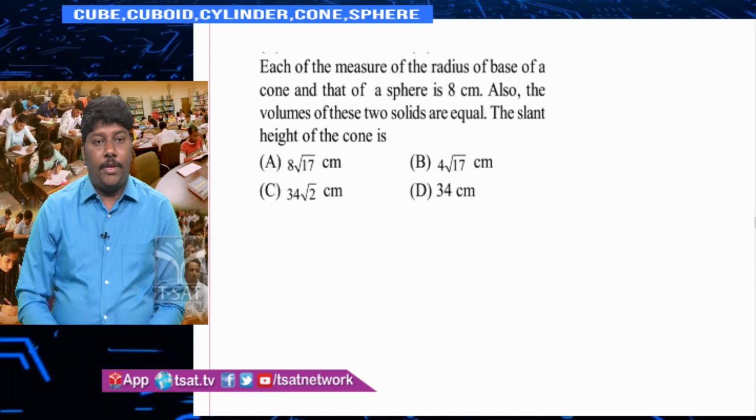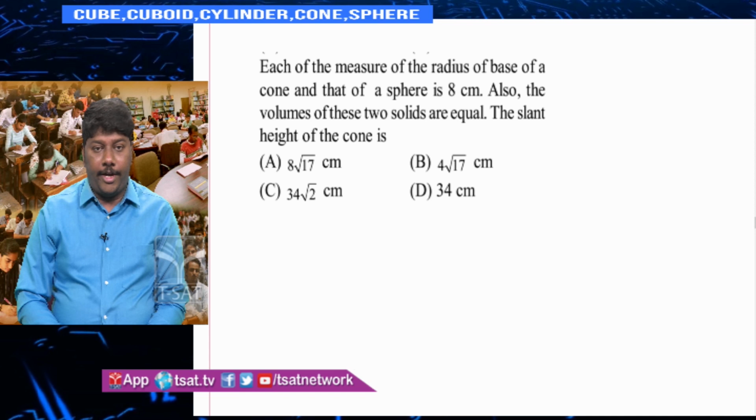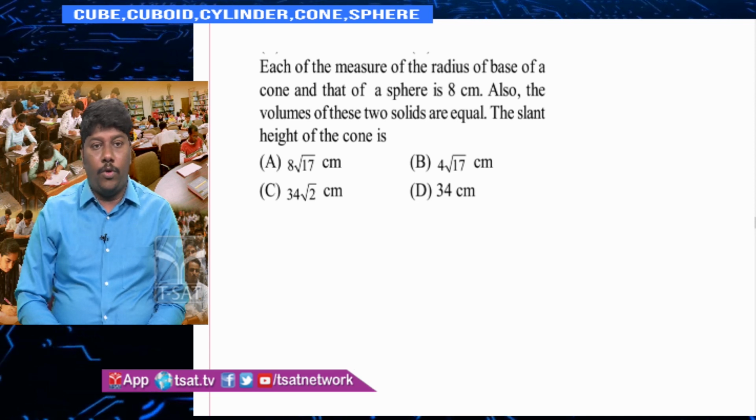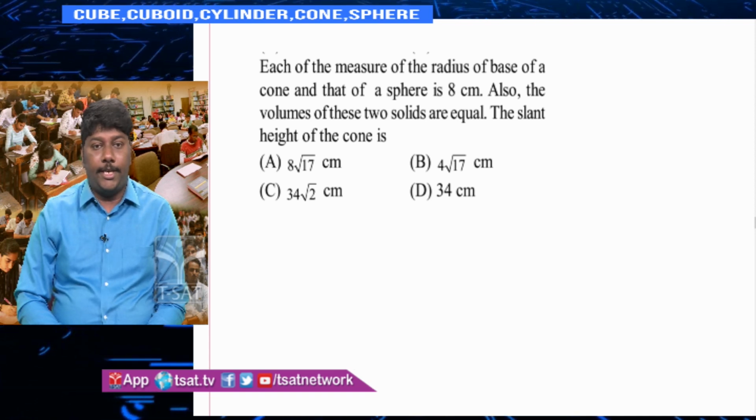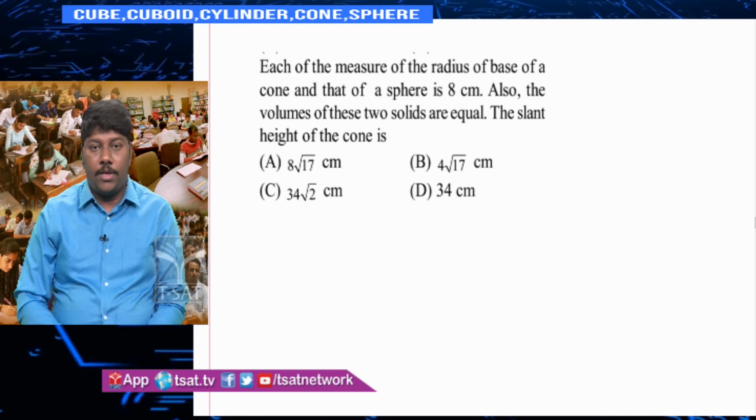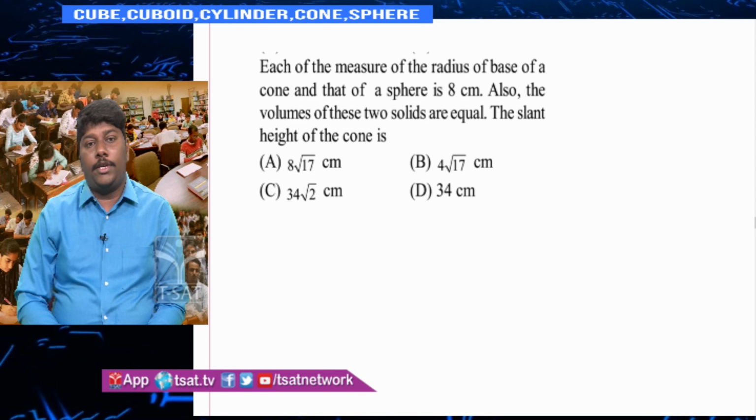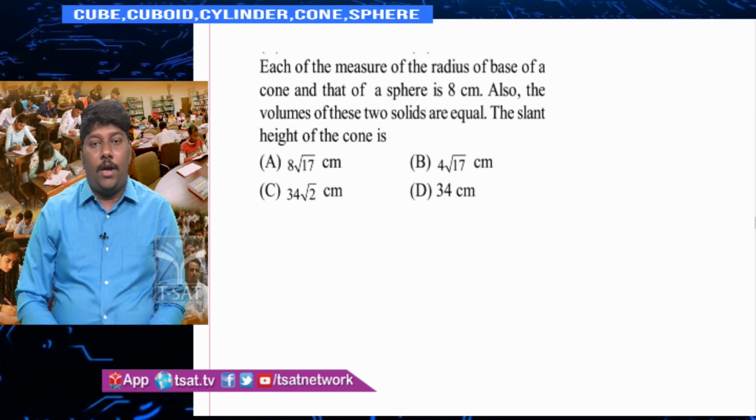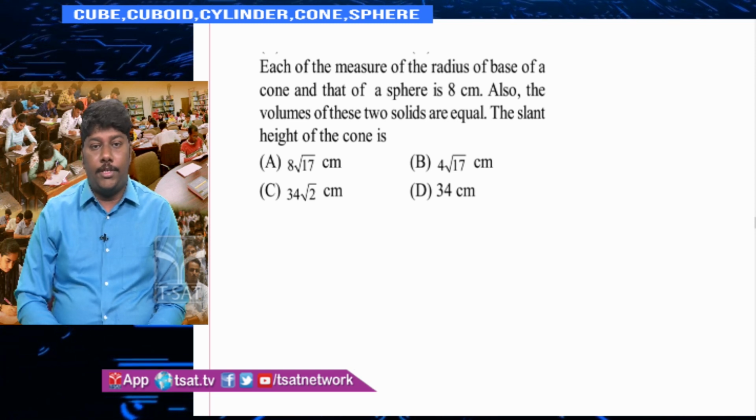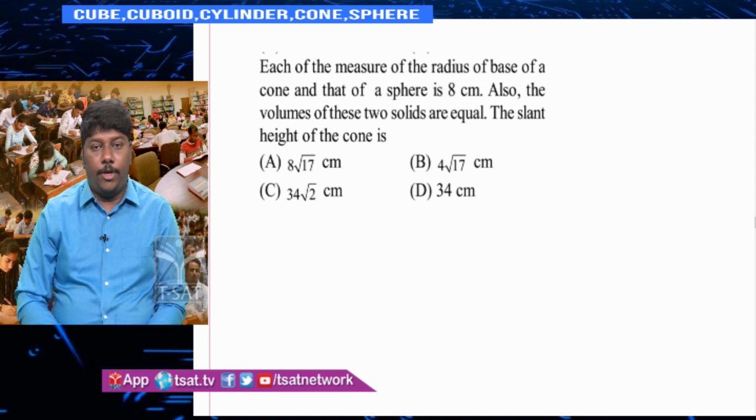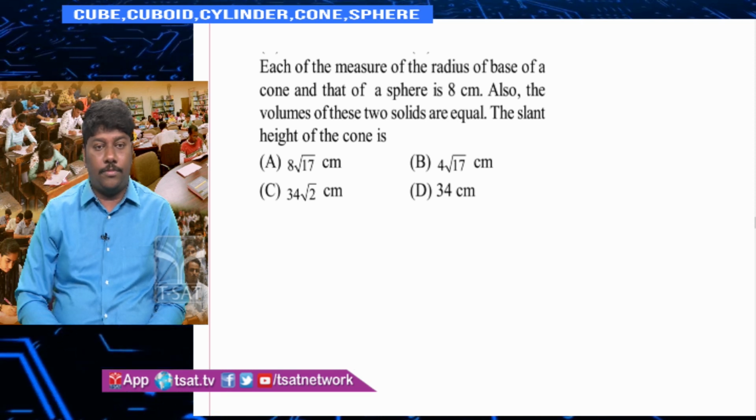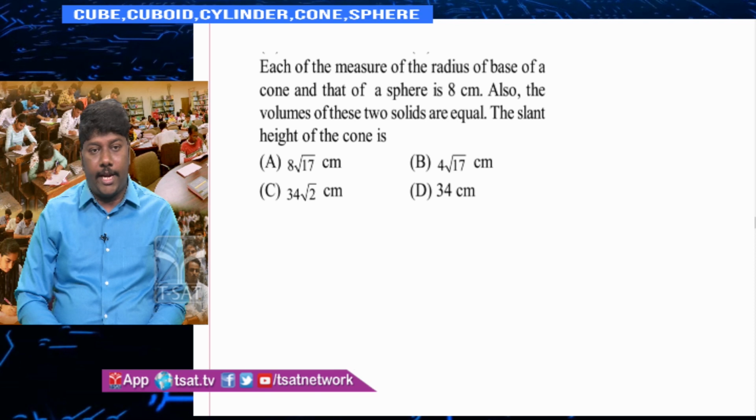Now look at this question. Each of the measure of radius of base of a cone and that of a sphere is 8 centimeter. So the radius of both cone and sphere is 8 centimeter. Also the volumes of the 2 solids are equal. For both of them the volumes are equal, then the slant height of the cone. So he is asking you to find out the slant height of the cone.